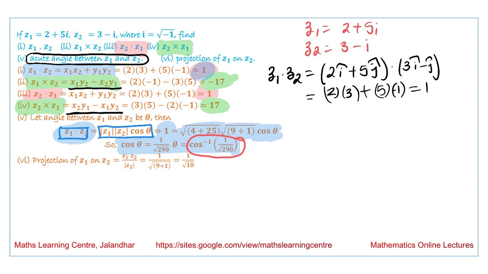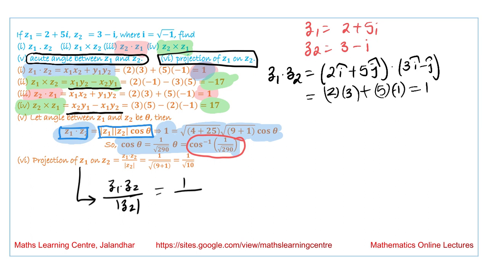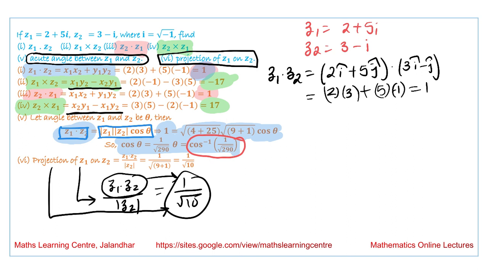Last, we have to calculate the projection of z1 on z2, and the formula we know is z1 dot z2 over mod of z2. So z1 dot z2 is 1, and mod of z2 is square root of 10. So the projection of z1 on z2 is 1 by square root of 10.